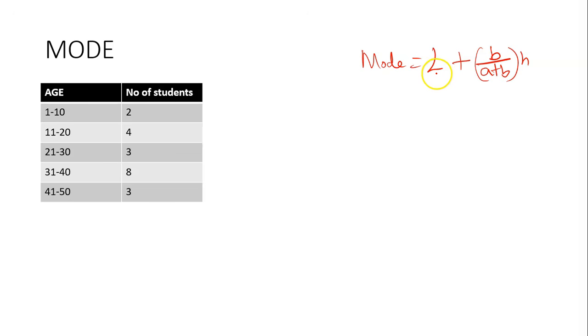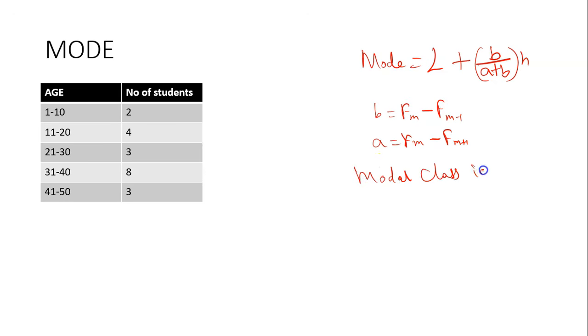This L stands for the lower class boundary of the modal class. Okay. Lower class boundary of the modal class. Now, this B stands for frequency of the modal class minus frequency of the class that comes before the modal class. Okay. And then A stands for frequency of the modal class minus frequency of the class that comes after the modal class. A stands for after, B stands for before. Okay. So to do this, it means that we need to know the modal class also.